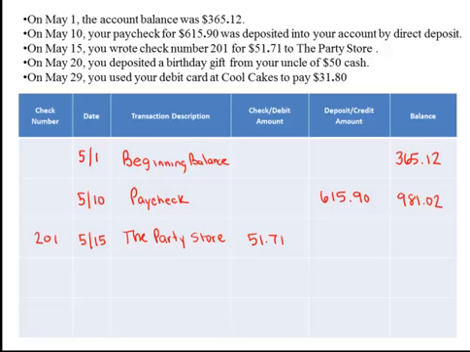This is money that came out of your account, so we subtract $51.71 from $981.02. The new balance is $929.31.